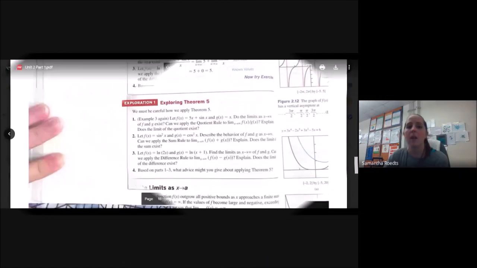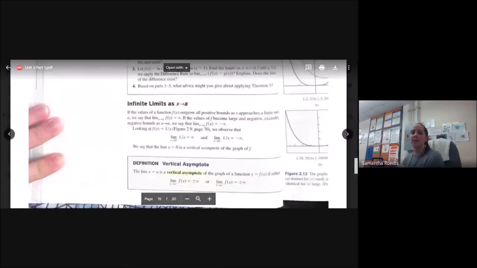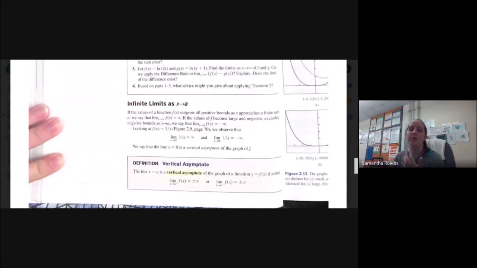All right, so infinite limits as x approaches a. If the value of a function f of x outgrows all positive bounds as x approaches a finite number a, we say that the limit of f of x as x approaches a equals infinity. If the values of f become large and negative, exceeding all negative bounds as x approaches a, we say that the limit of f of x as x approaches a is negative infinity.